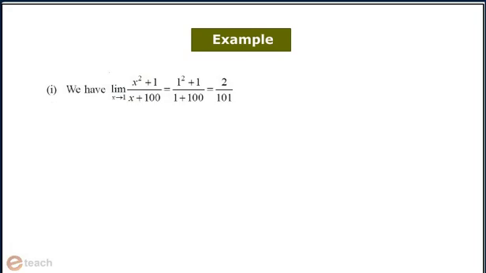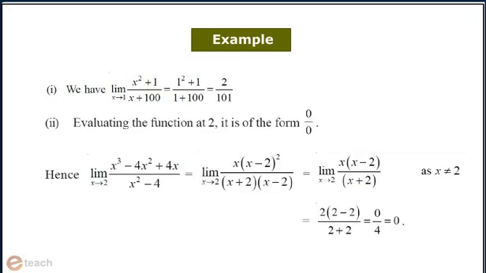Number 1. We have limit x tending to 1, x square plus 1 divided by x plus 100. Now putting the value of x equals to 1, we get the result as 2 by 101. Number 2. Evaluating the function at 2, it is of the form 0 by 0.